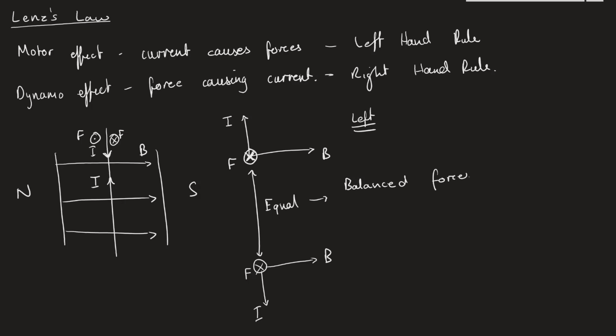And if we have balanced forces, that means we either have no motion or a constant velocity. So it's either stationary or constant velocity, and we know that from Newton's first law back in AS. Okay, so this is the idea that we have now. Lenz's law is something to do with the forces and the currents. But how do we formally put a definition on what Lenz's law is?